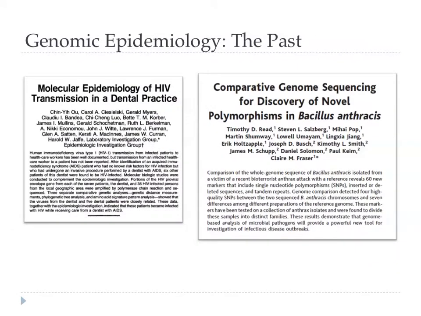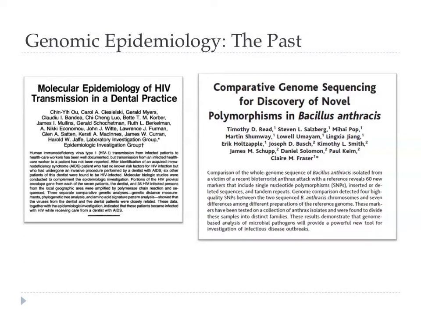In terms of genomic epidemiology, these are the kind of papers that got me interested in this sort of area. Back in the 90s, it was shown that a dentist, on the balance of probability, well, beyond reasonable doubt, actually gave HIV to his patient, because they obtained sequences from the dentist and the patient, and showed that they were too close for it to be just by chance.